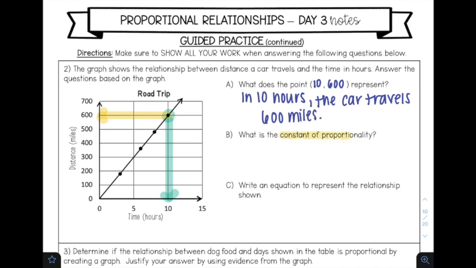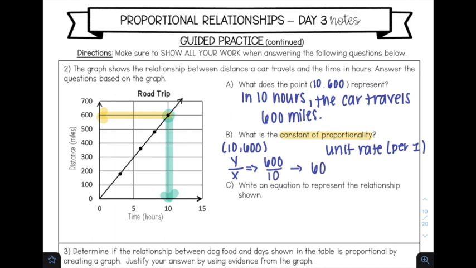You need to find the constant of proportionality. This is also known as your unit rate per 1. So you can use any point, or you can try and figure out what the unit rate would be on the graph. From the graph, I'm going to use the point 10, 600. So if I have 10 comma 600, I know my y value is going to be divided by my x, which is really 600 divided by 10, which is going to then give me 60. And I need to make sure I have my units, miles per hour.